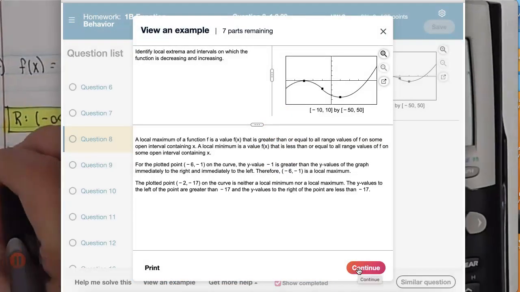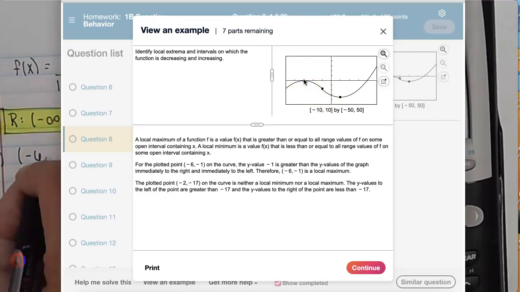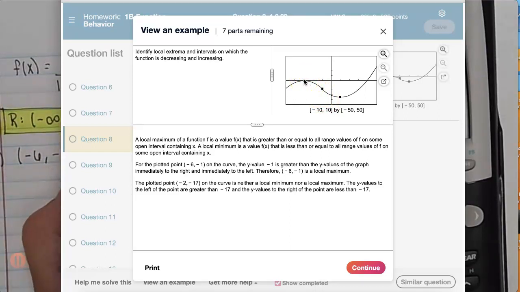Okay, so in our case, negative 6, negative 1 is clearly a maximum. And negative 2, negative 17 is clearly a minimum. Oh wait, no, sorry. Negative 2, negative 17 is clearly a point of inflection, but they don't ask for that, so it's neither.